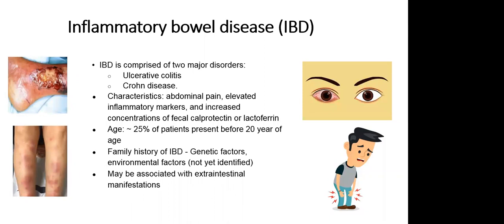Okay, so about IBD. I think you are familiar with this one. IBD comprises UC and also CD. Crohn's disease usually comes with chronic abdominal pain, increased inflammatory markers, and increased concentration of calprotectin and also lactoferrin. Usually 25% of patients present before 20 years of age, have a family history of IBD, and may be associated with extra-intestinal manifestations, for example erythema nodosum, pyoderma gangrenosum, uveitis, and arthritis. There are more manifestations. You can look later.